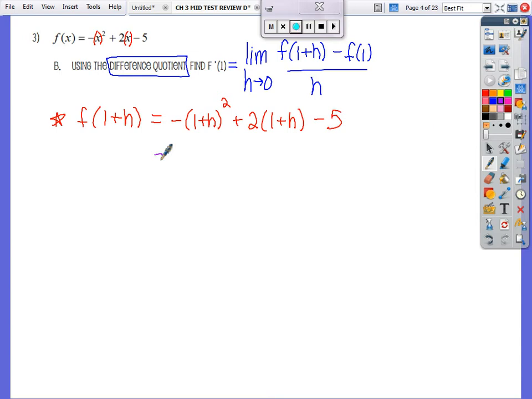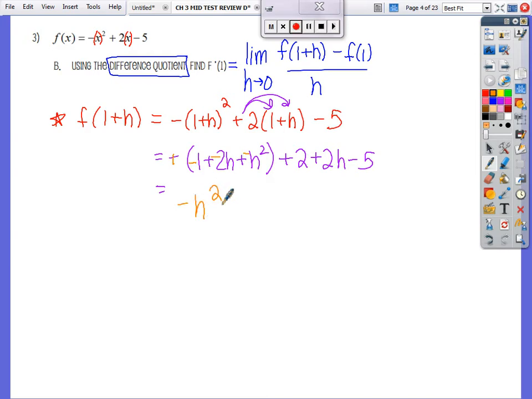So my next line, I'm going to square that inside, which gives us this, plus 2 plus 2h minus 5. So I'm going to distribute my negative, so I'm going to make that positive and make all of these guys negative. So I end up with -h squared, -2h plus positive 2h, and then I get -1 plus 2 minus 5, and that should give me -4. Off to this side here, I'm going to need f of 1, which before we found was -4.